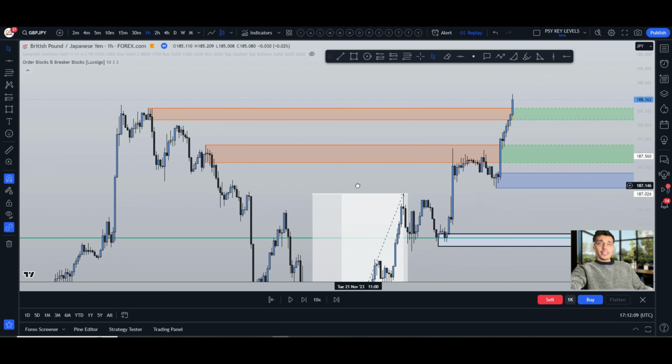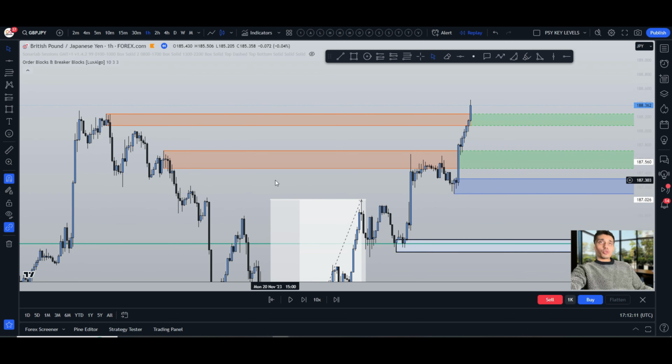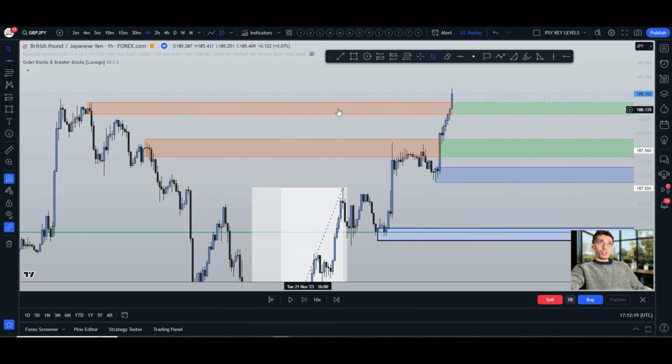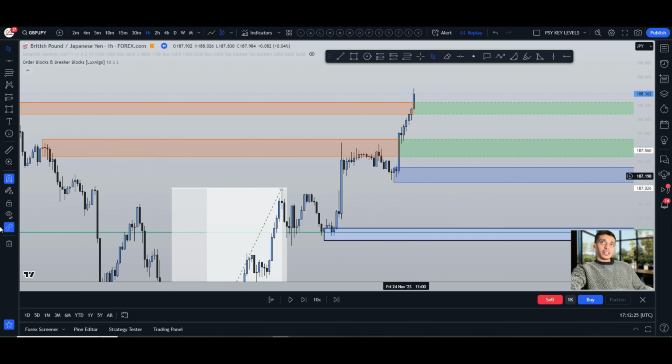Okay, now how we can find out which order blocks are valid and which are not. So order blocks were created here. These order blocks were for once price comes up, touches this area and shoots back down. But in this case it didn't do that.